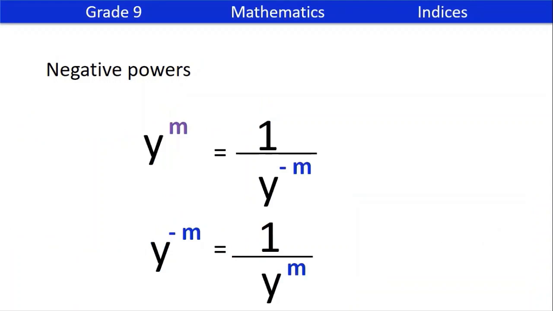So finally, we can say under negative powers, if that is y to the power m, it can be written like this, 1 over y to the power minus m. By using the negative powers, we can write y to the power m as 1 over y to the power minus m. And also, if it is y to the power minus m, it can be written like 1 over y to the power m.